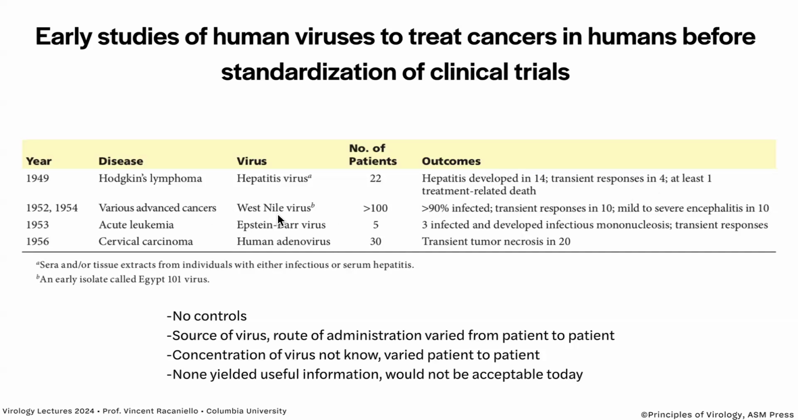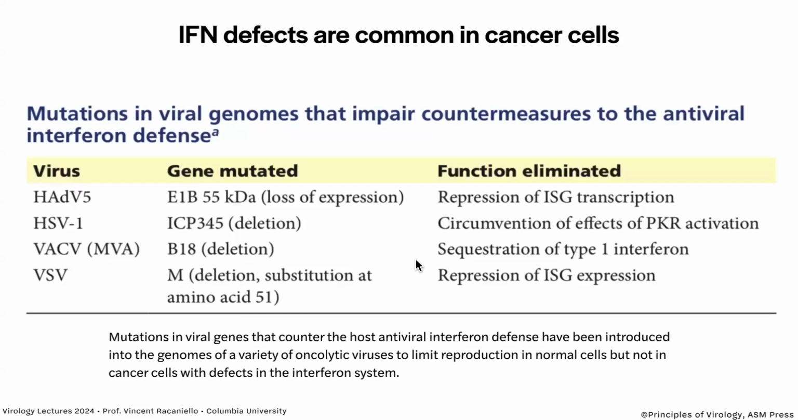We had people infected with West Nile virus, and you see many people got encephalitis. As you know, that's a common outcome of West Nile virus infection. Again, transient responses. Epstein-Barr virus: if you give people viruses, they're going to get virus infections. They got mono. Human adenovirus, transient tumor necrosis. But anyway, this gave the idea that maybe viruses could be useful. And so let me go through a few of the things we do to make viruses that target cancers.